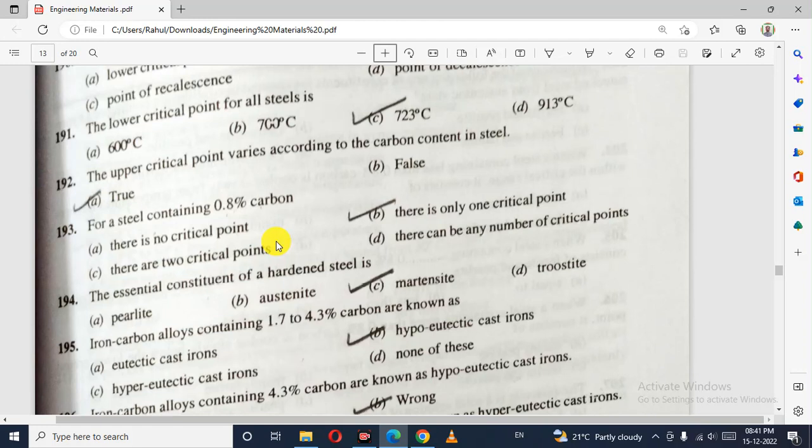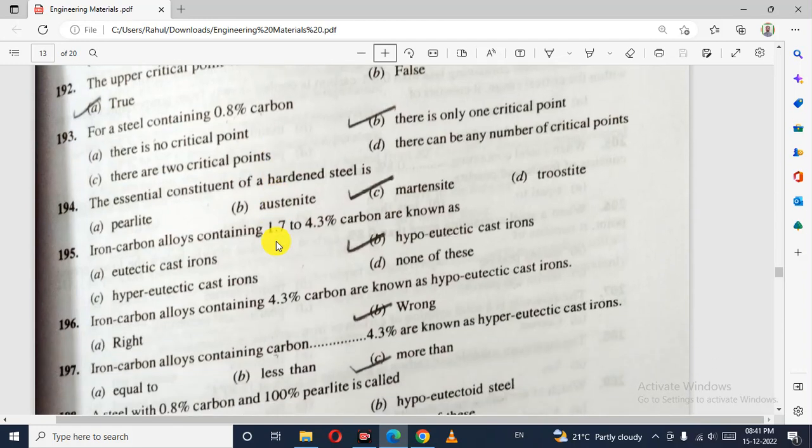The lower critical point for all steels is 723 degrees Celsius. The upper critical point varies according to the carbon content in steel. For steel containing 0.8% carbon, there is only one critical point. The initial constituent of hardened steel is martensite.